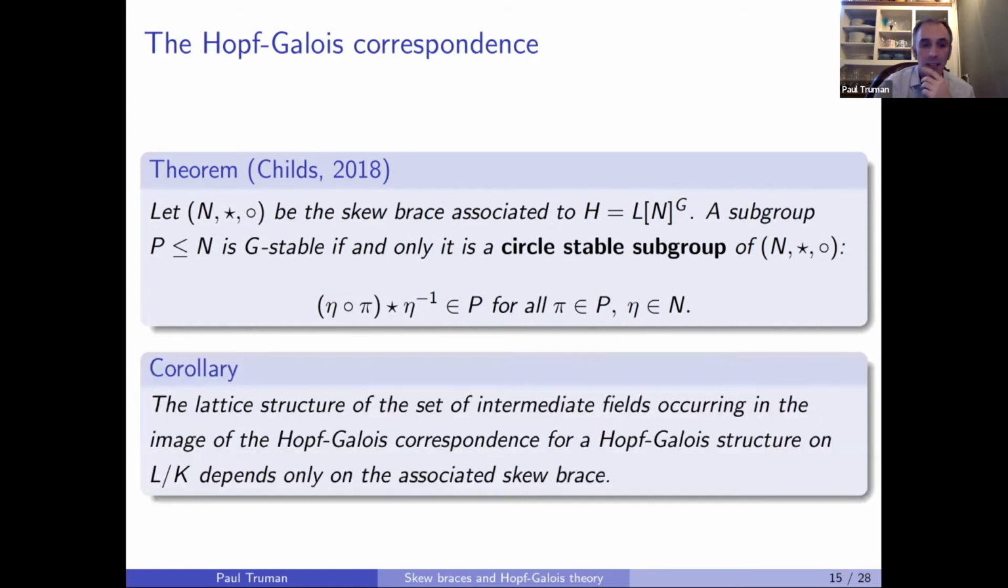And a consequence of that, I suppose, is that the lattice structure of the set of intermediate fields for a particular Hopf-Galois structure only depends on the associated skew brace. The precise fields you get may wander about, but the number of them and the lattice structure is only going to depend on the associated skew brace.